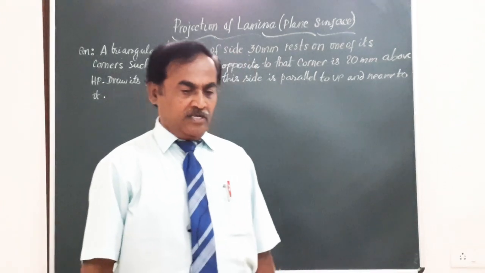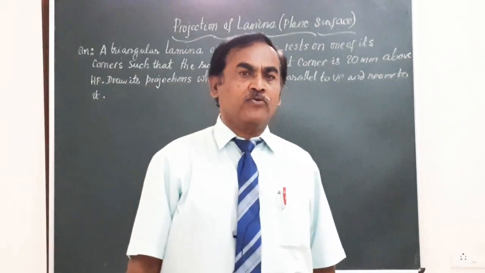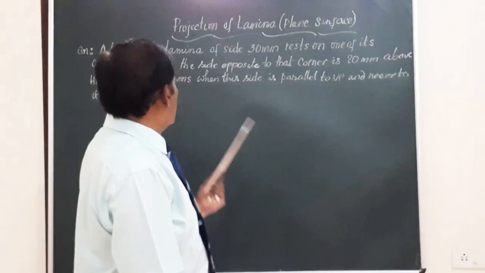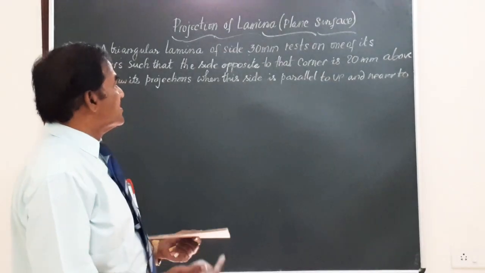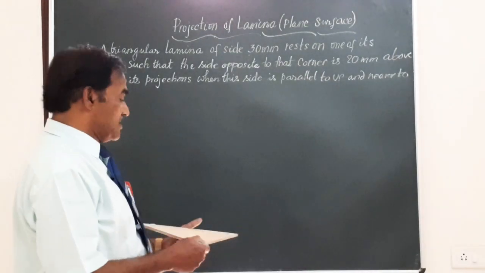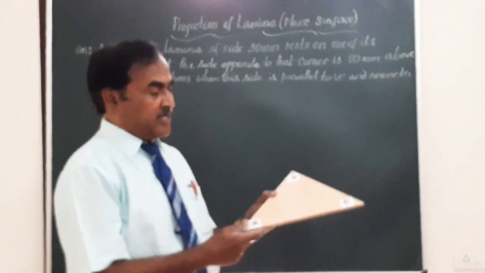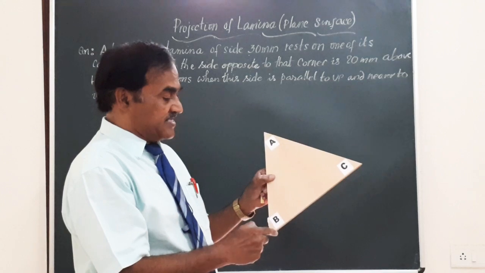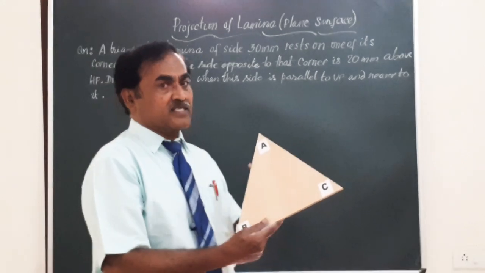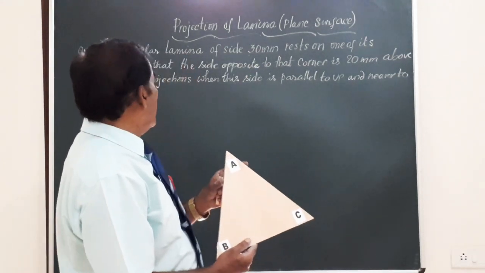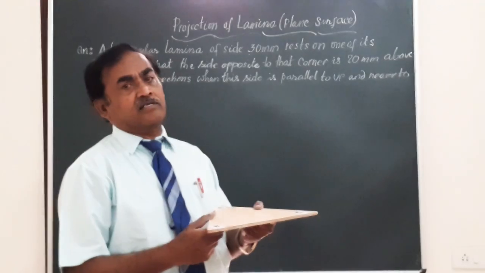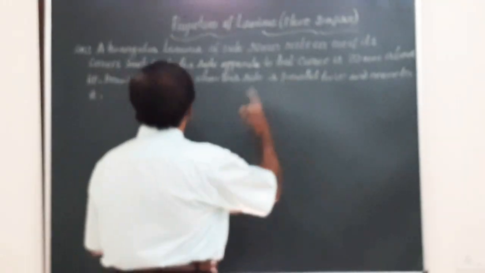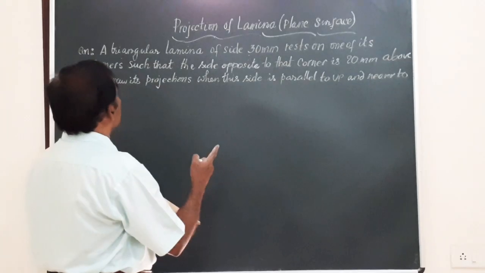Friends, in today's problem, we have a problem on this triangular lamina which is resting on one of its corners. So, this is the triangular lamina. We have ABC and the side of each is 30 mm. AB is 30, BC, CA all are 30 mm each, and it is resting on a corner. So, first of all friends, while analyzing this, you should see that it is resting, corner is on HP.